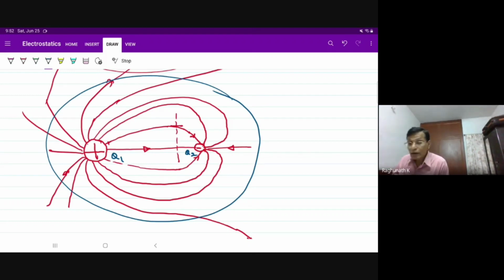Please check. Gauss's law, that's how it states actually. The total number of flux lines passing through any imaginary closed surface is equal to the net charge enclosed by the closed surface.